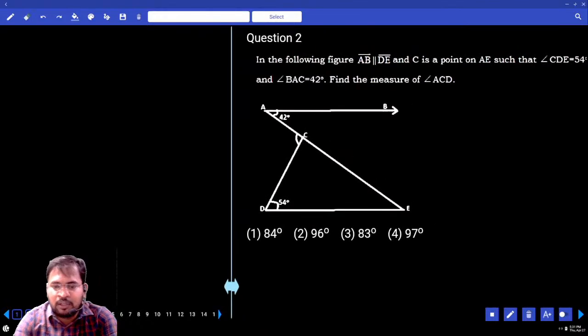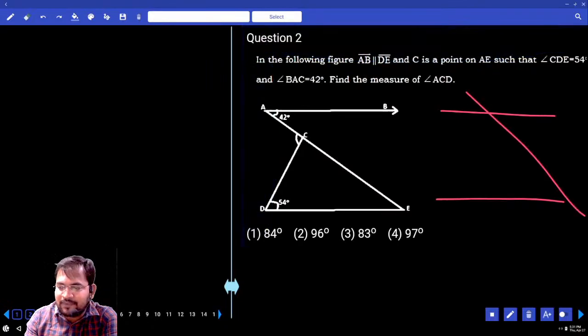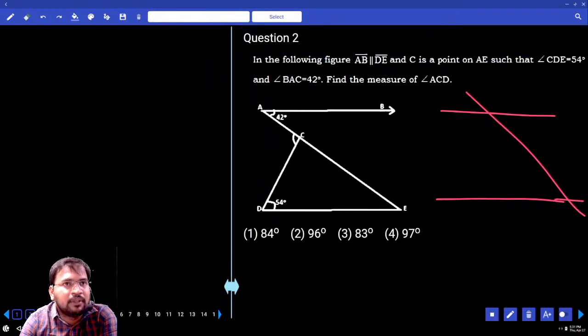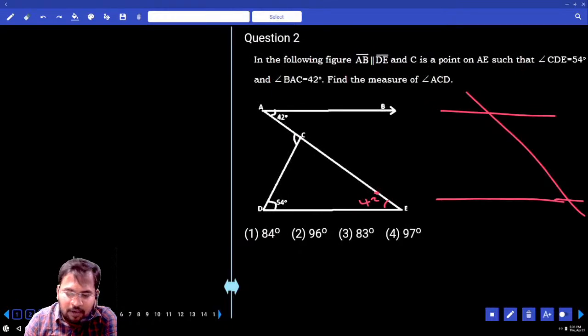Second question. In the following figure, AB is parallel to DE and C is a point on AE such that angle CDE is equal to 54 degrees. The angle BAC is equal to 42 degrees. Find the measure of angle ACD. See here, all of you. These two are parallel lines. We know very well the parallel line transversal theorem. So AB and DE are parallel lines, then AE is a transversal line. According to the parallel line transversal theorem, alternate angles are equal. Therefore this is 42, this is also 42, and 54.